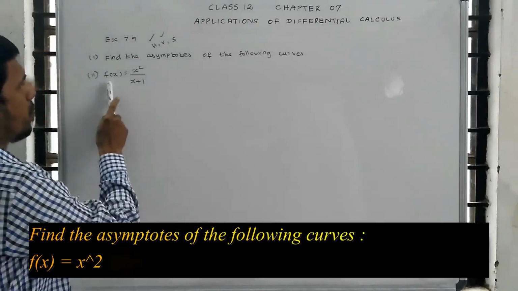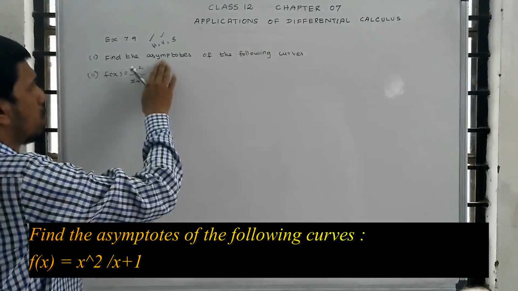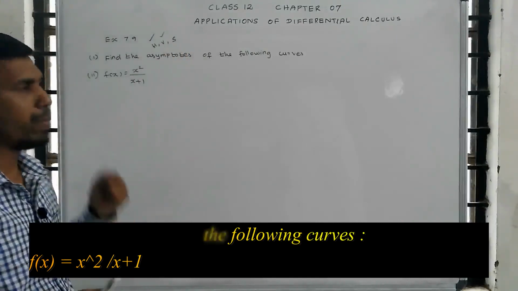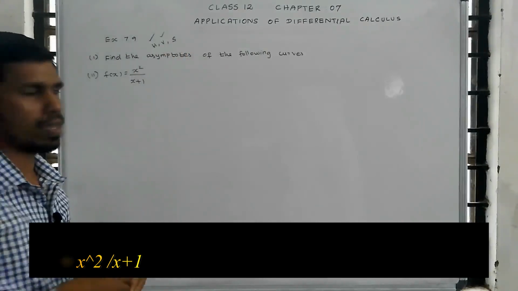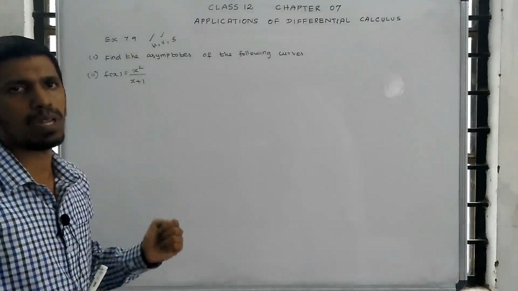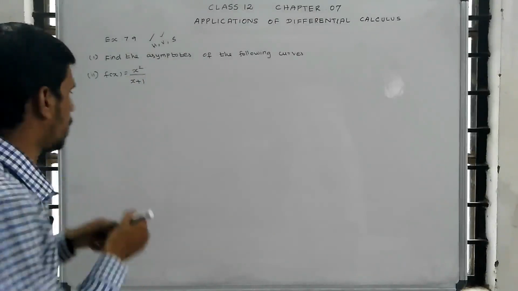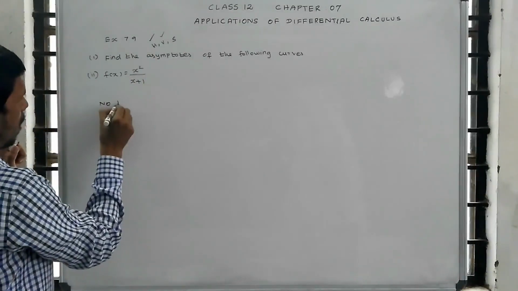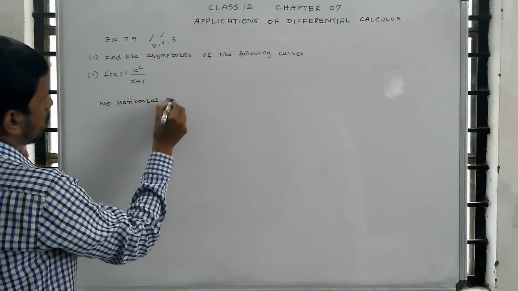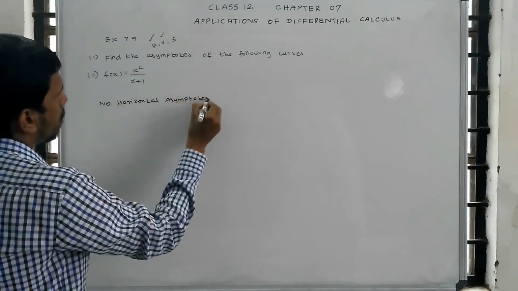Subdivision 2, f of x equals x squared divided by x plus 1. We will find the asymptotes: horizontal, vertical and slant. First, we will find the horizontal asymptotes. We compare the degree of the numerator and the degree of the denominator. The degree of the numerator is greater, so there is no horizontal asymptote.